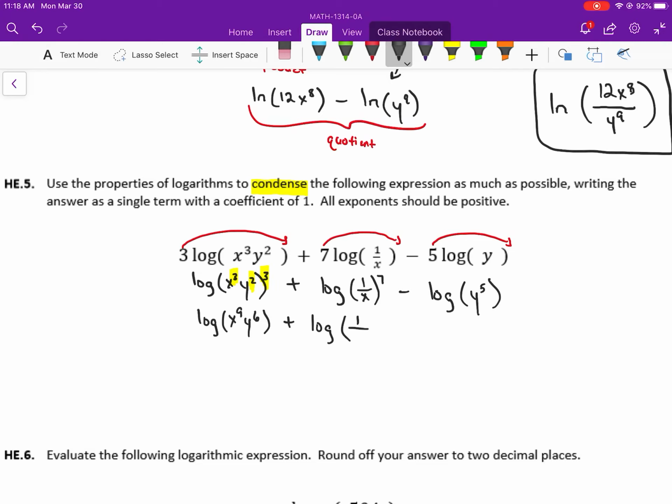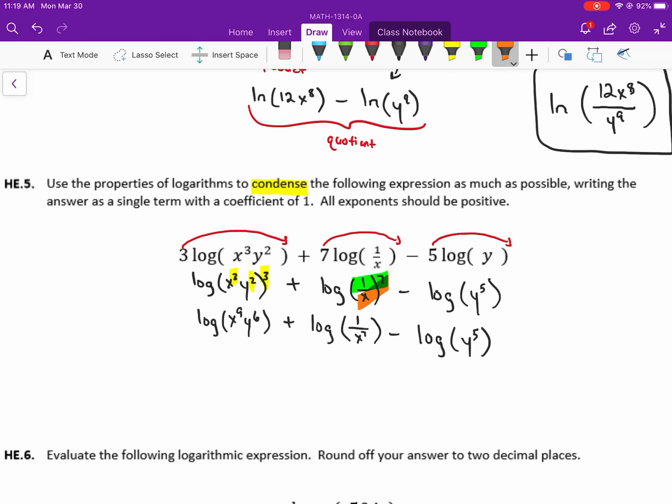Now 1 to the 7th power, 1 to any power is always what number? And that would be 1. So 1 to the 7th power is like 1 to the 99th power. It doesn't matter how many times we multiply 1, we're always going to get 1 as an answer. However, that bottom is going to be x to the 7th power, minus log of y to the 5th, because we didn't do anything with that.